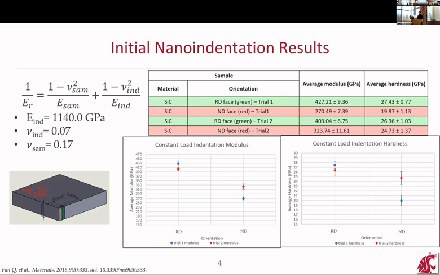Our initial nanoindentation results pointed towards the material being very anisotropic, almost to the tune of a 2-to-1 ratio of RD to the ND face. But these were only 2 trials, 2 indentation sets. We did a simple grid indentation of a total of 20 indentations per trial, so it was very surface level, and we didn't do a whole lot of indentation.